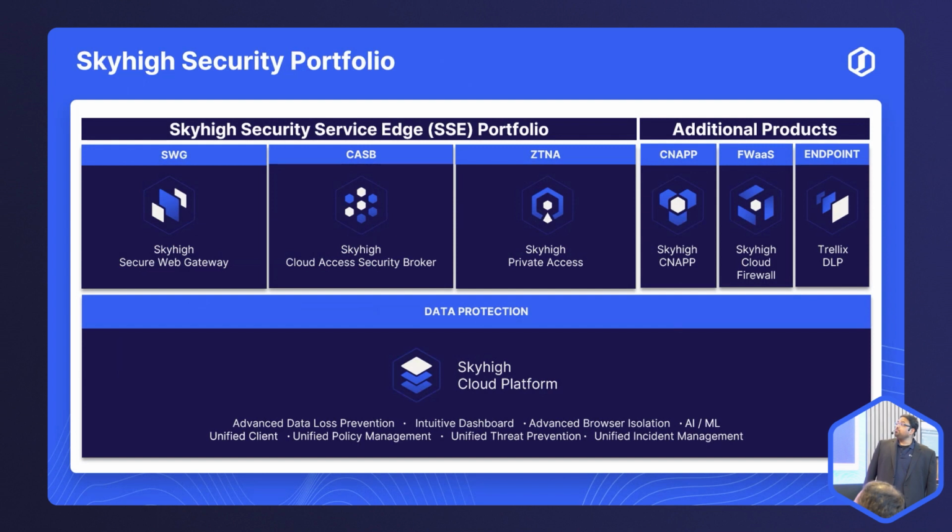And then I do want to make a mention. When you think of Skyhigh Security, we are a leading SSE vendor, and we have a portfolio of products for which we have a large install base of enterprise customers. The key products are our secure web gateway, CASB, and private access, also CNAP, firewall, and endpoint DLP. The point I want to make here is that these solutions are sitting on a robust platform. So it means that there are shared services which are equally accessible to all of these products.